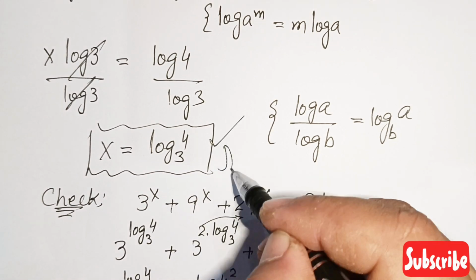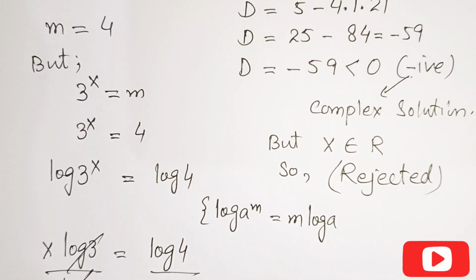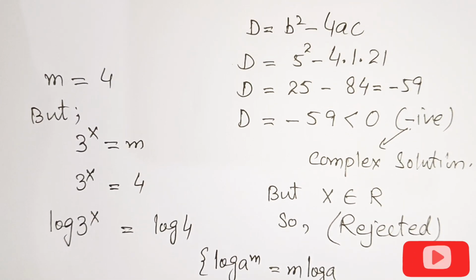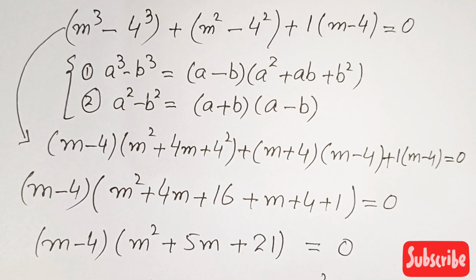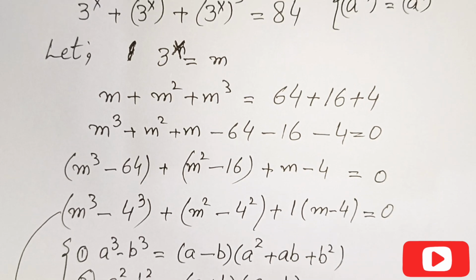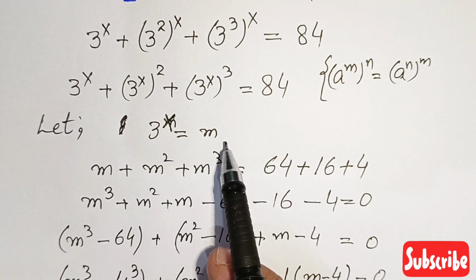So we have proved that the value of x is valid for this problem. Hence it is our final answer: log 4 to base 3 is the value of x. So we are going to check our entire solution here. And don't forget, it is 3 to the power x is equal to m.